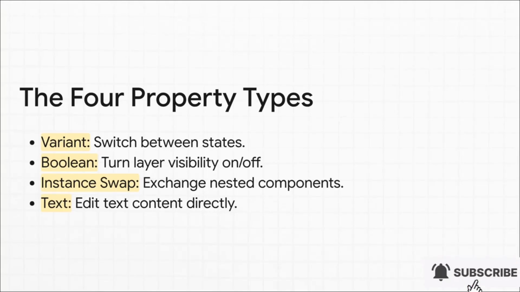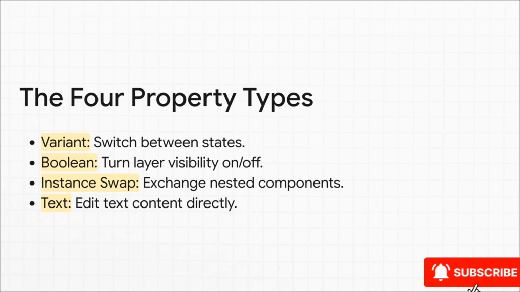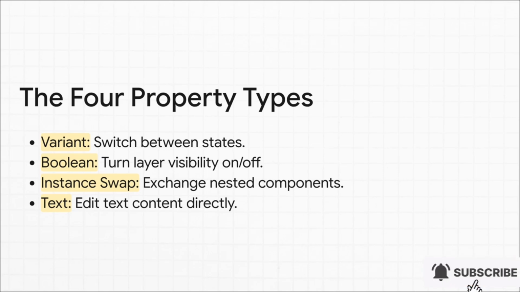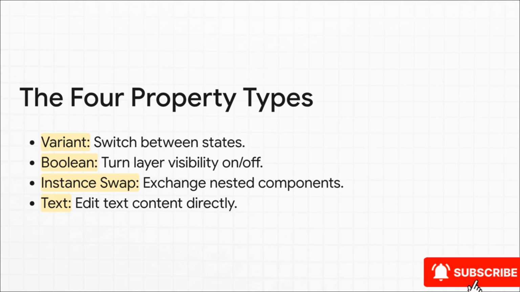So there are 4 main types of these properties. We've actually already seen the first one, the variant property. That's the drop-down for states like hover or active. The other 3 are the Boolean property, which is for turning things on and off, the instant swap property for swapping out things like icons, and the text property for, well, for changing text. Let's see how each one works.